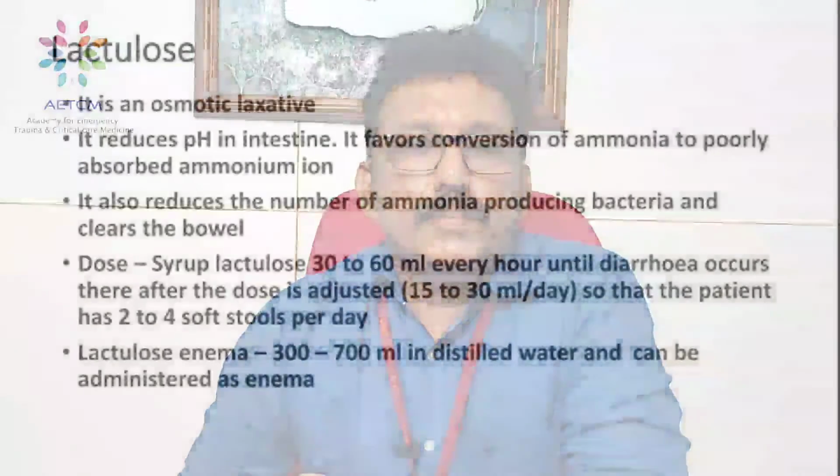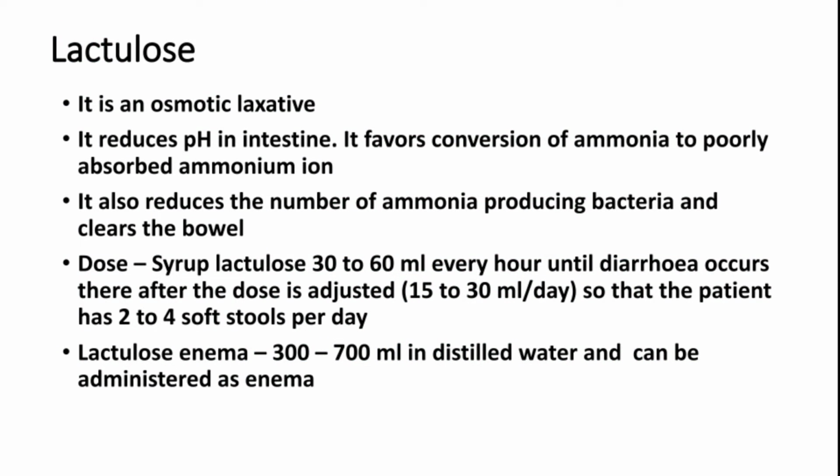Next drug in ICU to prevent hepatic encephalopathy is lactose. It's an osmotic laxative. It reduces the pH in our intestine. It favors the conversion of ammonia to poorly absorbed ammonium ion, so that ammonia can be removed from the gut itself. It can reduce the ammonia producing bacteria also. So it can reduce the ammonia producing bacteria, it can reduce the ammonia, it can prevent the absorption of ammonia.